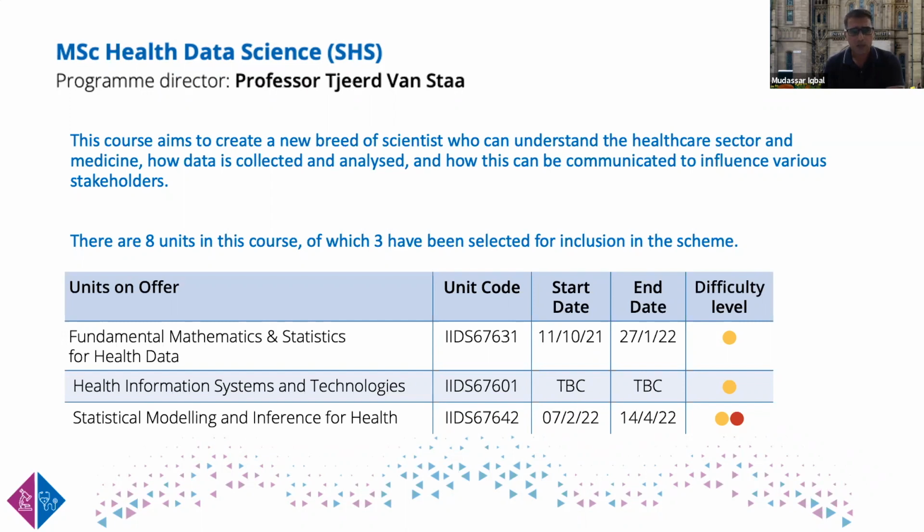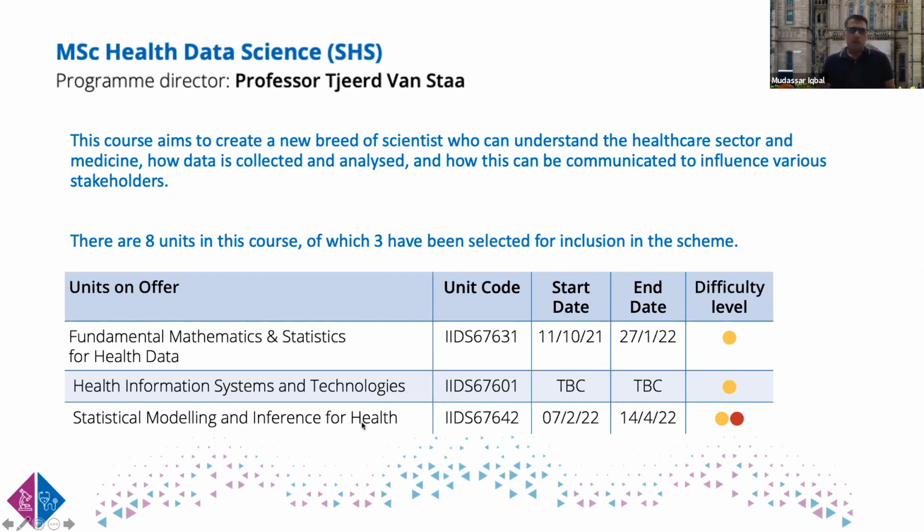Building on this one is the last course, statistical modeling and inference, which is, in my opinion, an advanced course, which covers topics like survival modeling and machine learning, neural networks applied in health data. And I don't think there's a strict requirement, but I would think that fundamental maths and stat would act as a prerequisite for this one.